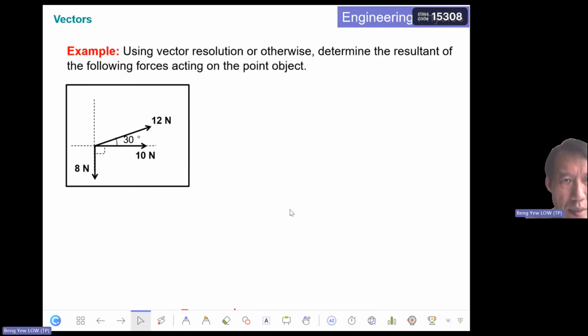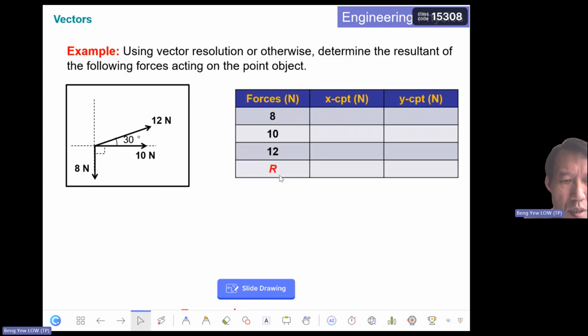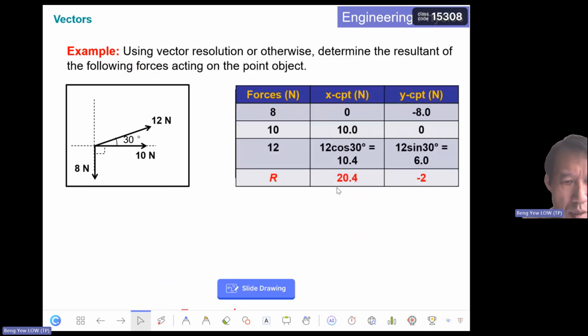Let's take a look at another example, which involves 3 forces rather than 2. Nevertheless, the method is exactly the same. The 8 Newton force is in the negative y direction, and its x component is 0. The 10 Newton force is in the positive x direction, and its y component is 0.